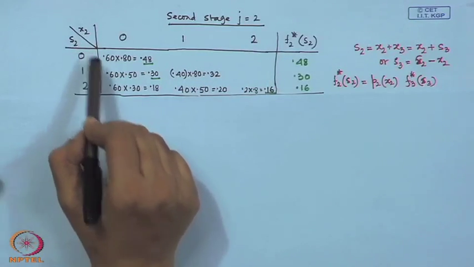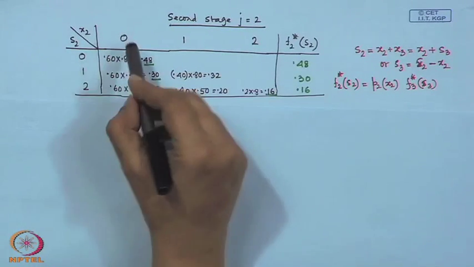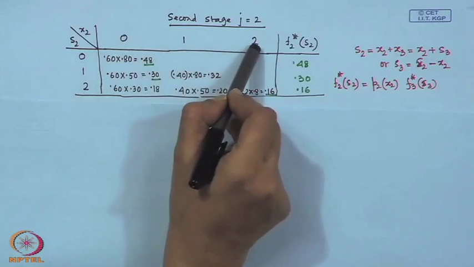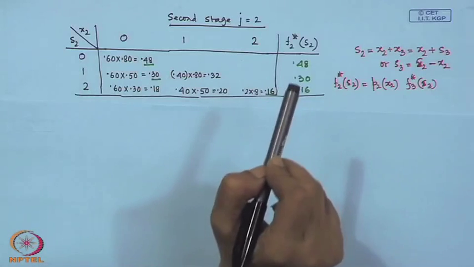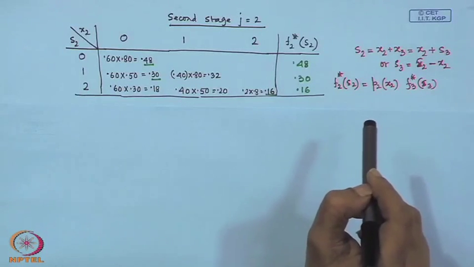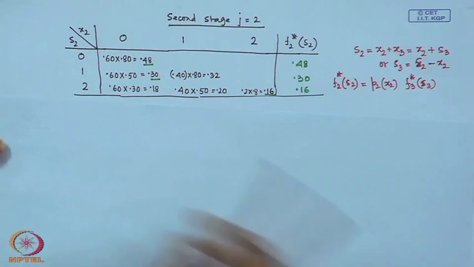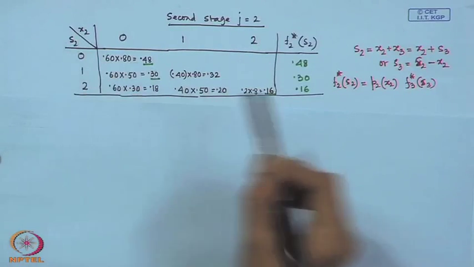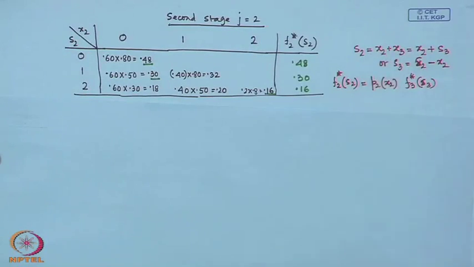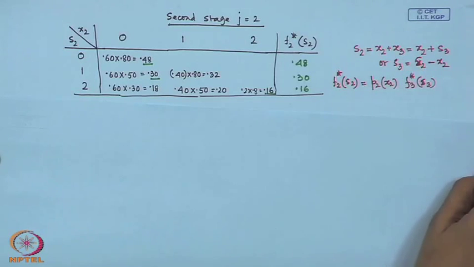These are the state variables 0, 1, 2 and x2 is the decision we can consider, either it could be 0, it could be 1 and it could be 2. Now, if x2 is equal to 0, that means we are not including any new scientist in second team, but S2 is equal to 0. How S2 is being constructed? S2 is equal to x2 plus x3. That means S3, that is a state transformation equation, S3 is equal to S2 minus x2.